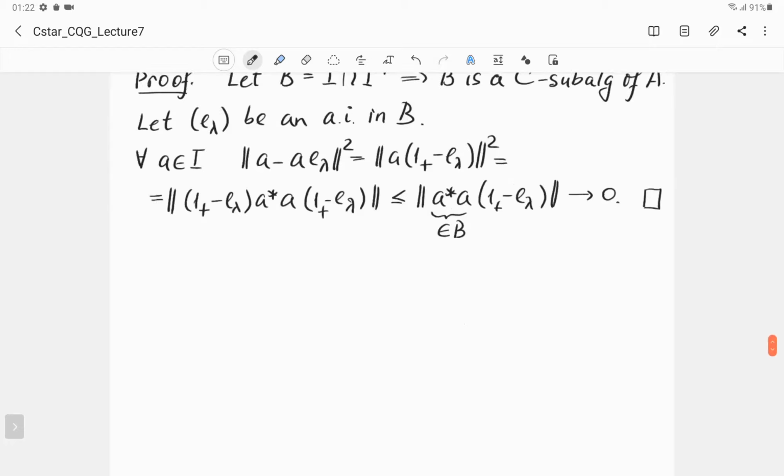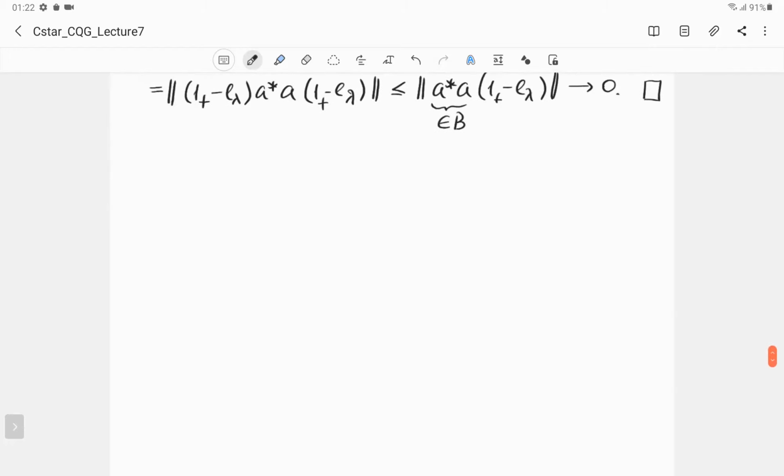Okay. We can now discuss the quotients of C-star algebras. So we have the following theorem. Suppose that A is a C-star algebra and I is a closed two-sided ideal.